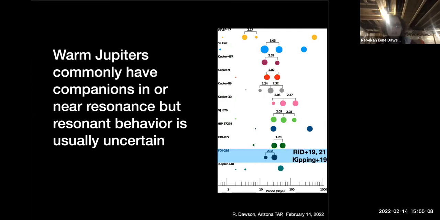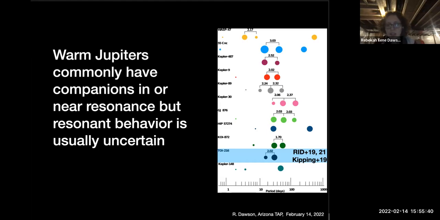So it'd be helpful to know if these systems are in resonance. That would tell us something, we would hope, about the process that got them there. But for most of these systems, we just don't have detailed orbital characterization to tell us if the system's actually in resonance or just near resonance. In other words, we can't measure and simulate that angle over a long term to see if it's sticking at one value or sweeping through every value. So usually the resonant behavior is uncertain.